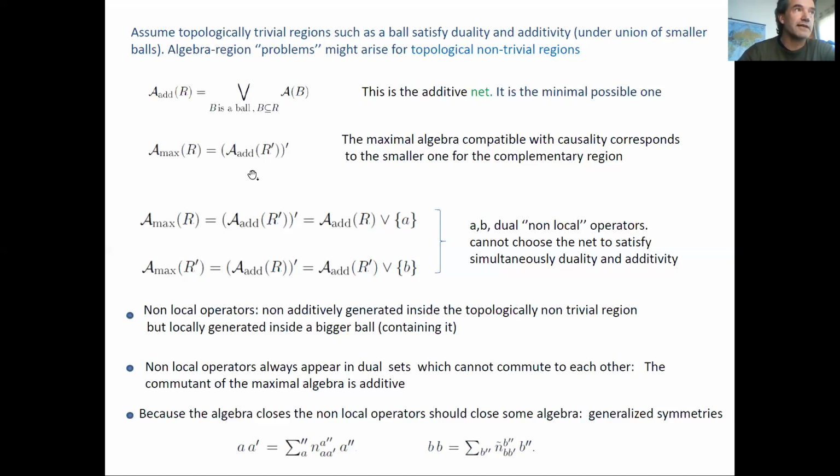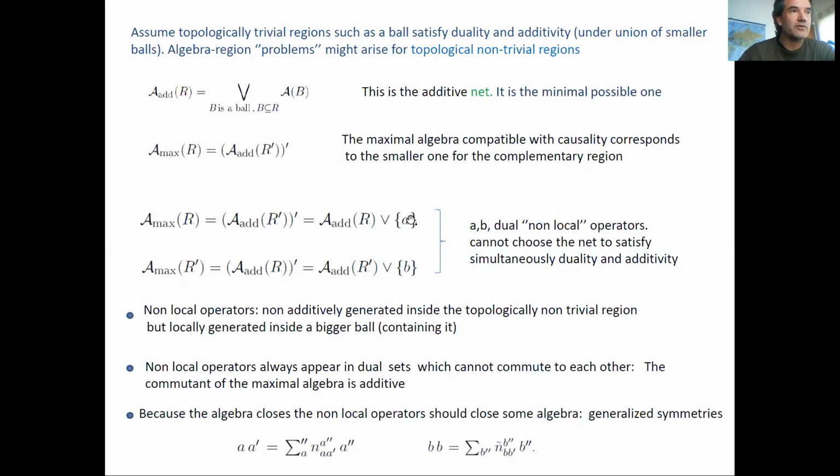So this is the minimal possible net, and one can think, well, which is the maximal possible? The maximal possible algebra assigned to a region will be given by the minimal possible one assigned to the complementary region. So you take the minimal possible one for the complementary region, do the commutant, and this gives you the maximal algebra compatible with causality, right? So you could ask whether these two are equal or not. This one, of course, should always be at least bigger than the other. And in the case that they are not equal, it means that this maximal algebra, the commutant of the additive algebra corresponding to the complementary region, contains the additive algebra of the same region, plus some other operators.